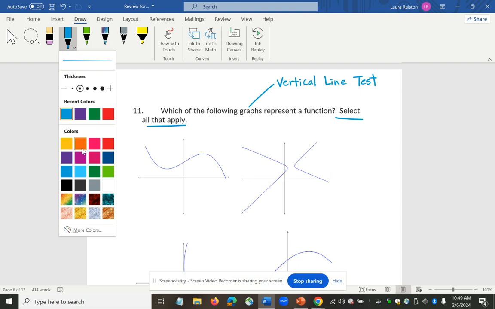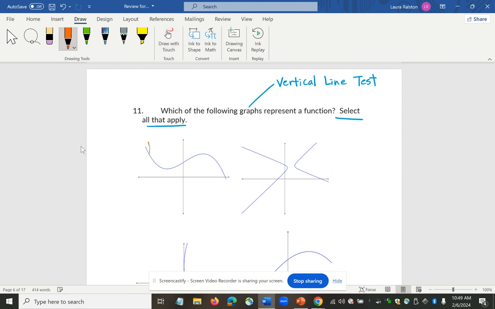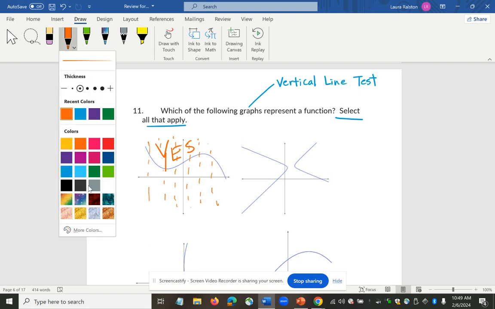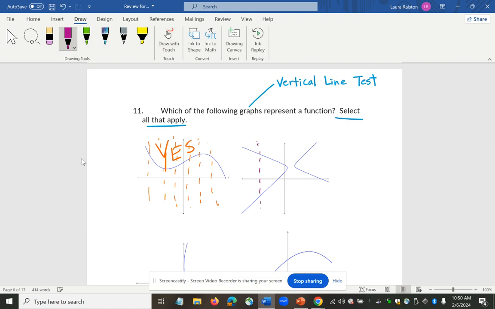So if we visualize vertical lines all the way across this first graph, anywhere that I draw one, I'm only crossing the graph one time. So this one would be a function. If I look at the second one, in a lot of the places where I would draw a vertical line, I cross two times. I cannot cross two times and it be a function. So this one we would say no.